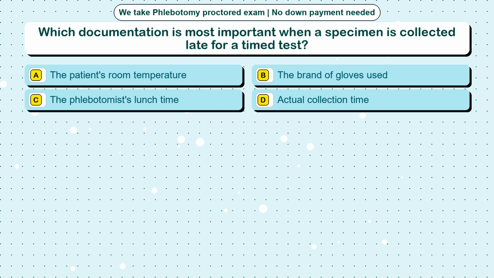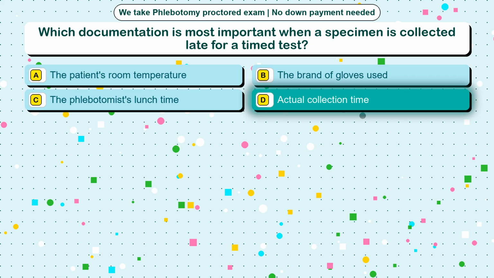Option A, the patient's room temperature. Option B, the brand of gloves used. Option C, the phlebotomist's lunch time. Option D, actual collection time. The correct answer is option D, actual collection time.